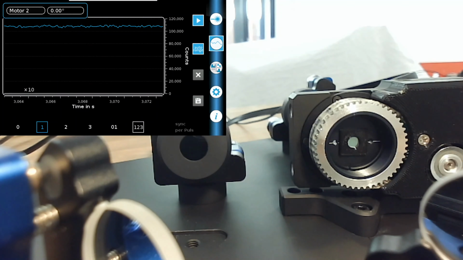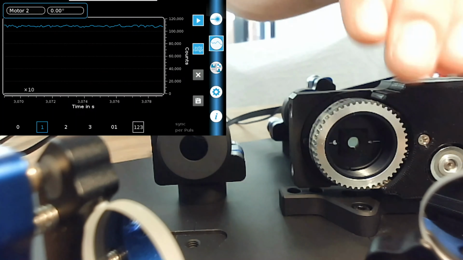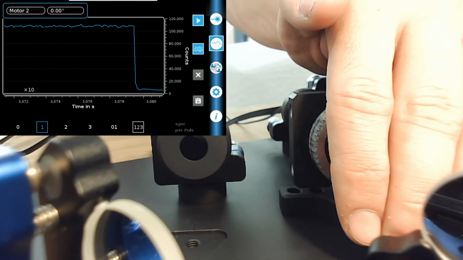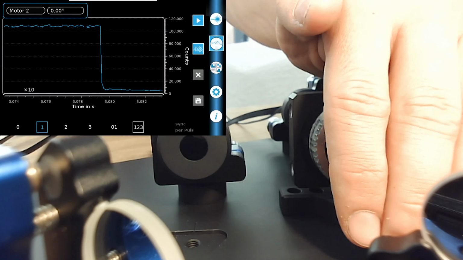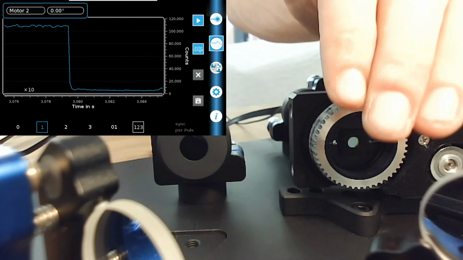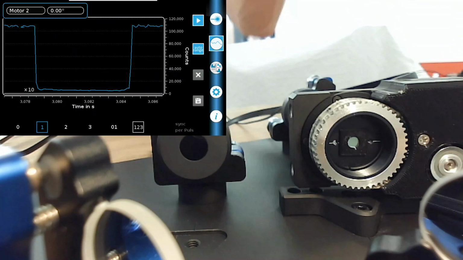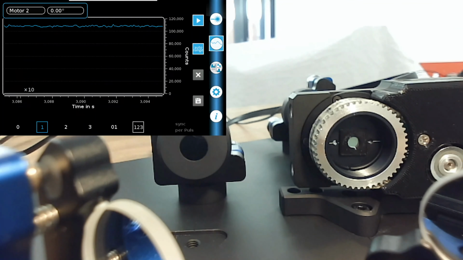So what you can see with the blue curve is the count rate for every 100 milliseconds that I measure here. And you can see that if I put my hand in the beam path, then the count rate drops and I will not detect any more photons. And if I go out again, I can see the photons again. So what will happen when we rotate the polarizer?